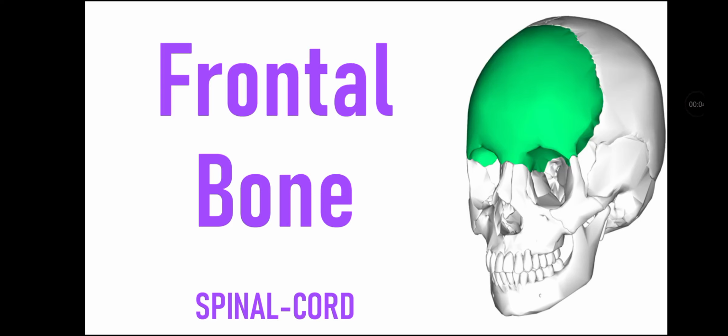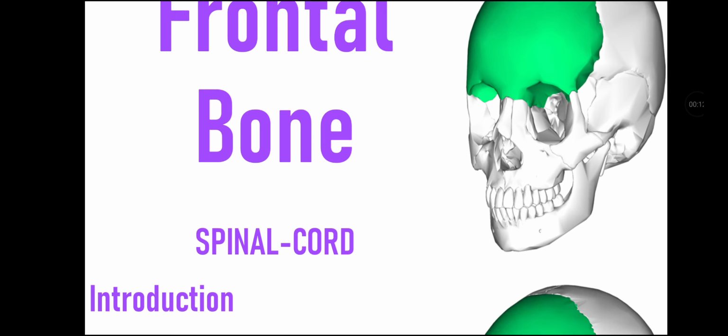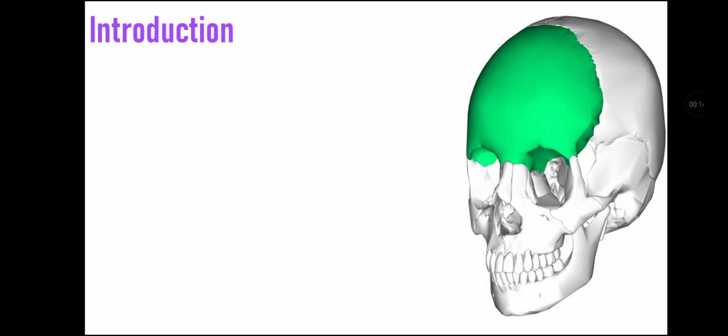Today we are going to talk about frontal bone, and here at the side you can see the diagrammatic representation of skull showing highlighted green area that is frontal bone. Let's start our topic with introduction.